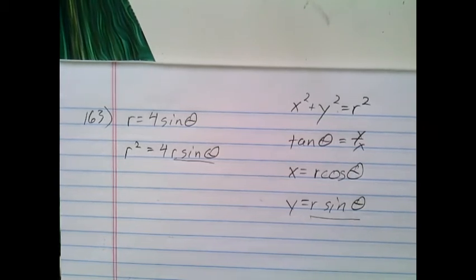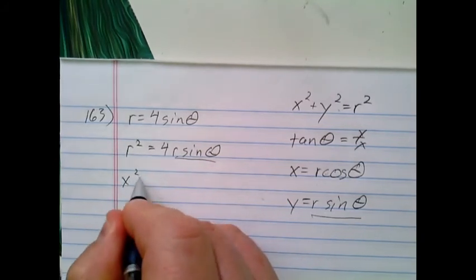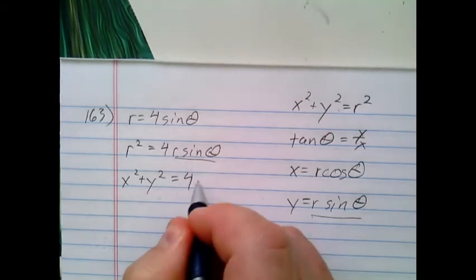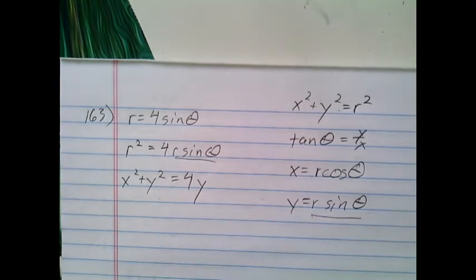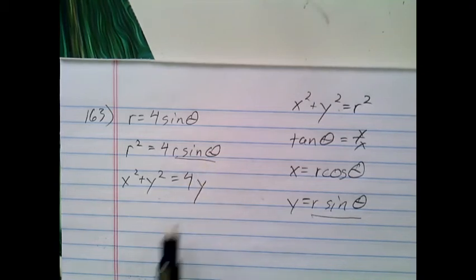Now our goal when we're converting from polar to rectangular is to make it so that we have all x's and y's and no r's and thetas. So we're going to get it all at once. r squared is replaced with x squared plus y squared, and then the r sine theta gets replaced with a y. Now looking at this side of the equation, I would say that's a circle, but this side messes it up a little bit because I'm really just expecting a 4. That would tell me a radius of 2. Having a 4y doesn't quite fit the form of a circle.